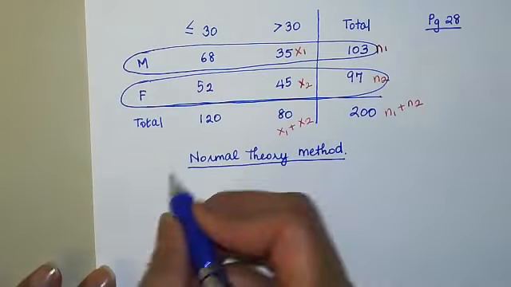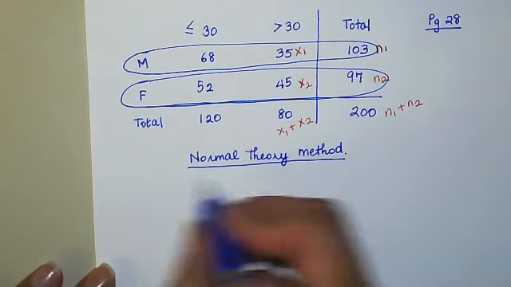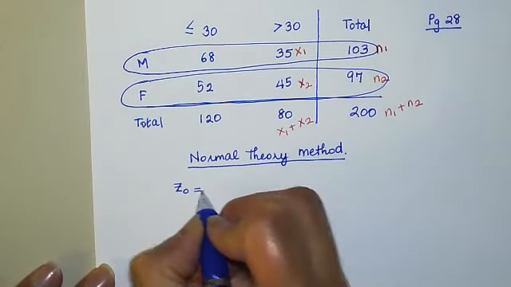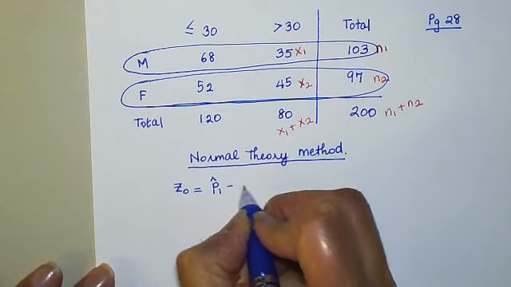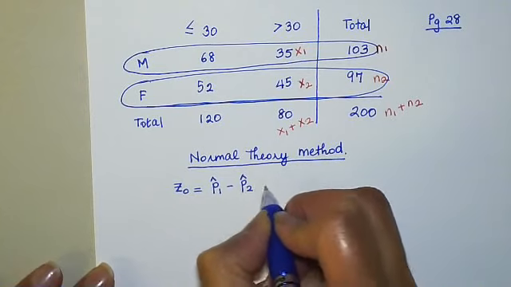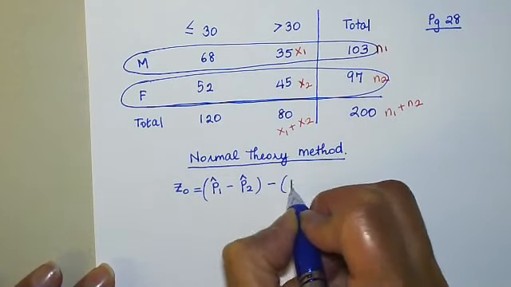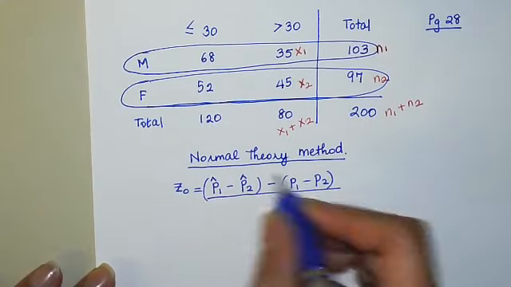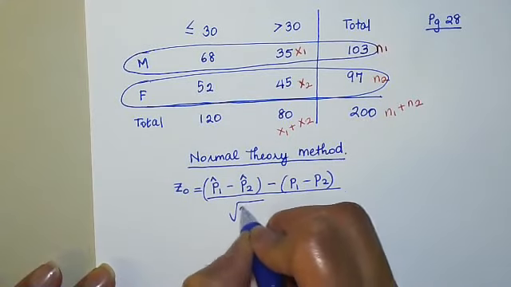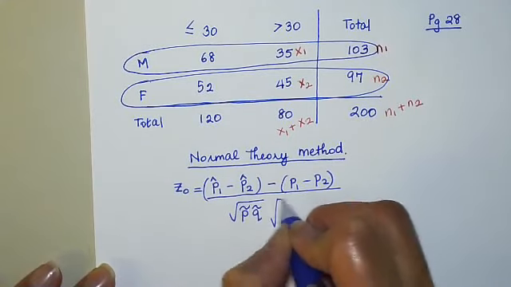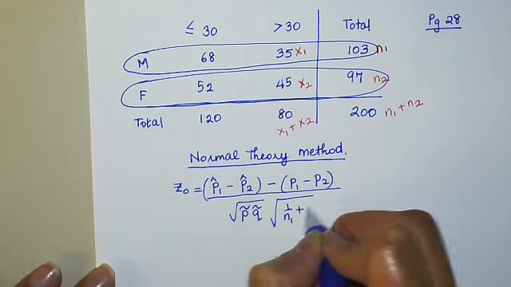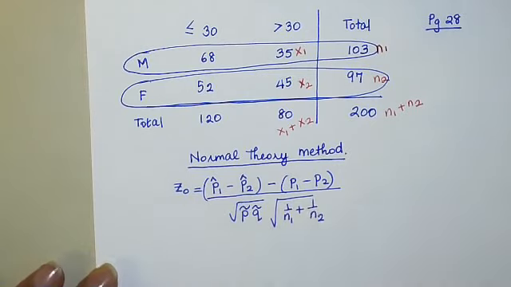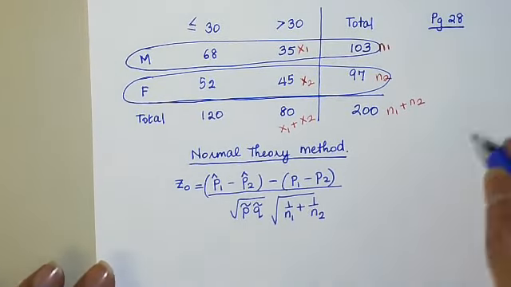Let's do it by hand. Let's do it on the calculator. Okay, so how does this method go? Z naught equals P1 hat minus P2 hat minus (P1 minus P2) over radical P tilde Q tilde times radical 1 over N1 plus 1 over N2.